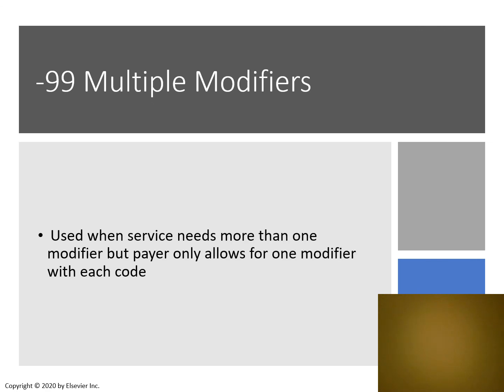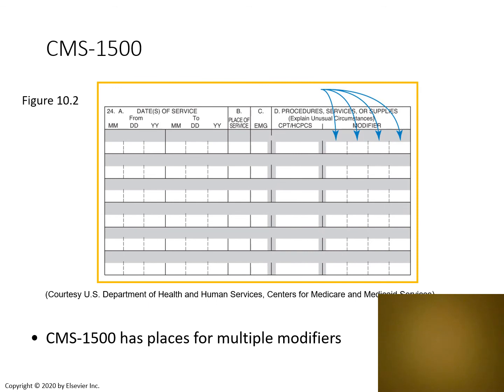99 modifiers. When we have a service that needs more than one modifier, but the payer only allows one modifier with each code, we put 99. And then there's another area where we can explain that. You would put your individual modifiers. If your insurance company says this particular code can only have one modifier, then above this area on the claim form you can explain what those modifiers are.